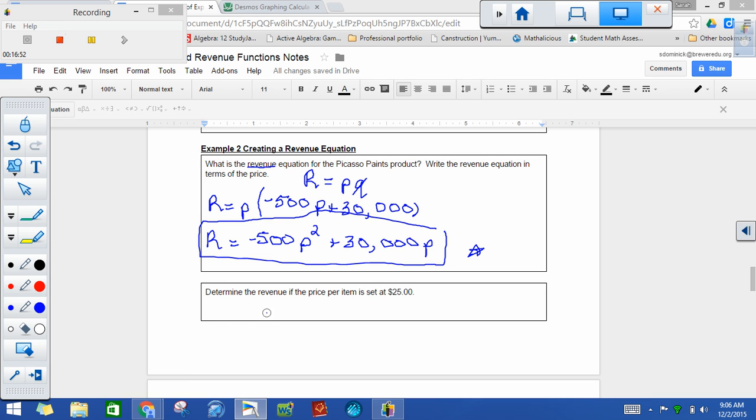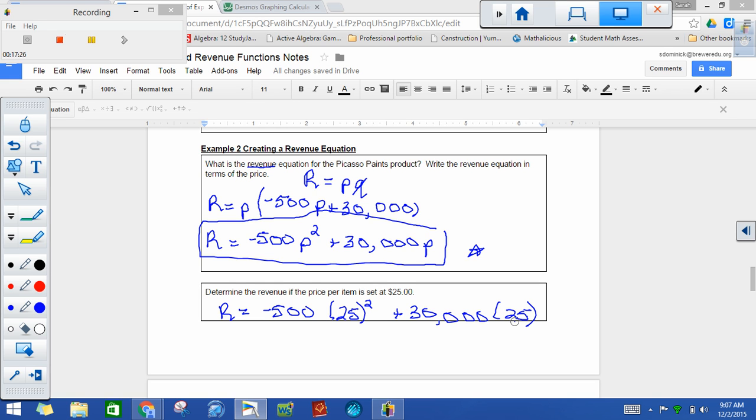Okay, determine the revenue if the price per item is $25. All you're going to do here is put a 25 there and a 25 here. So revenue equals negative 500 times 25 for the P. Remember you're squaring that. Remember you also have to do exponents first. So I'm going to do 25 squared before I multiply it by the negative 500, plus 30,000. Instead of a P, I'm putting 25.